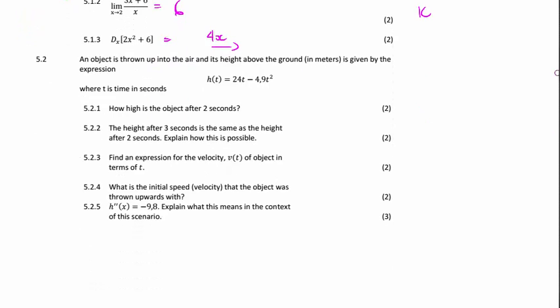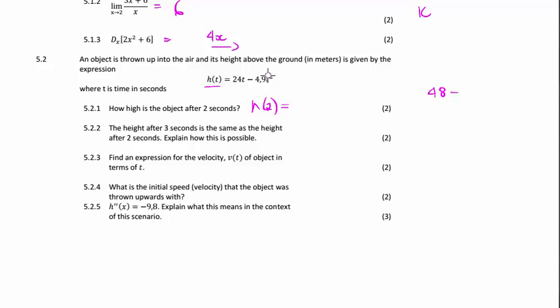Okay, here's a good example of what we just did a little while ago. An object is thrown up into the air and its height above the ground in meters is given by the following expression. How high is the object after 2 seconds? So we simply substitute, because we have a formula for height. So we simply substitute 2 in there, and I get 24 times 2 is 48.